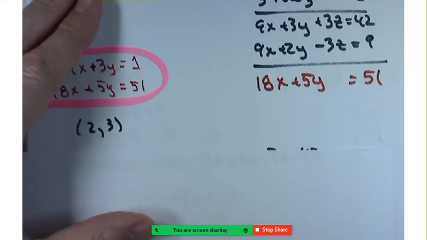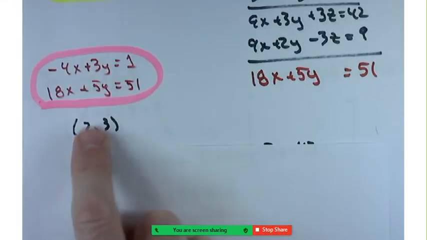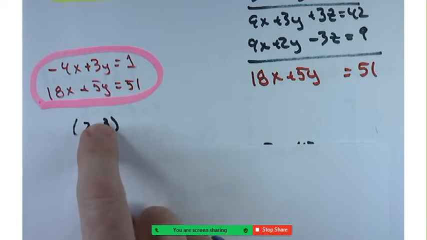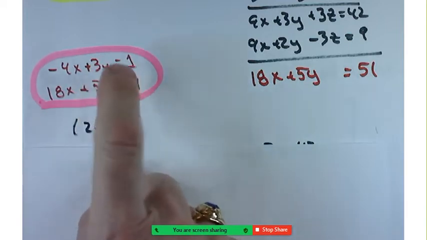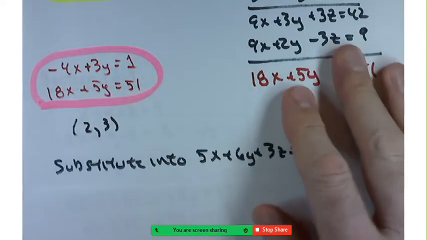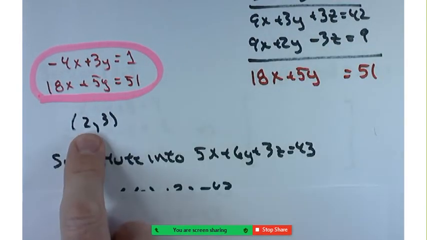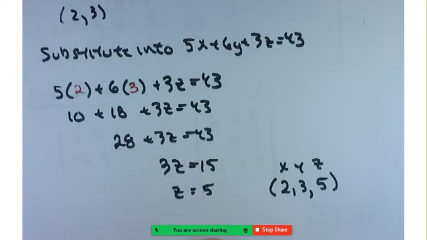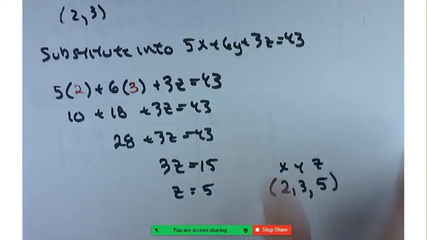So the solution here is 2 for x and 3 for y. You can get that by substitution or addition, whatever works for you. But if you substitute in this for x and this for y, you can finish solving and get z. So, nice. All right, let's keep going.